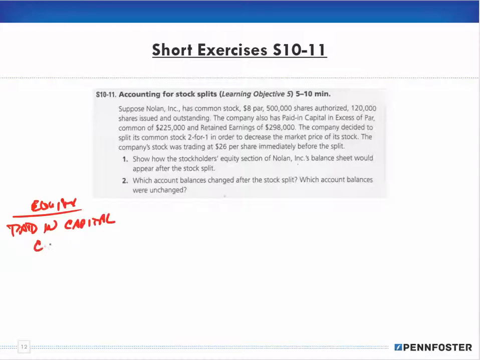Okay, and under paid in capital, we're going to have common stock. Right now, the common stock has an $8 par, but because it was split, now the par is only going to be $4, right? And we had 500,000 shares authorized, so since it's 2 for 1, now there's double the shares. So now there's 1 million shares authorized. I'm abbreviating here.